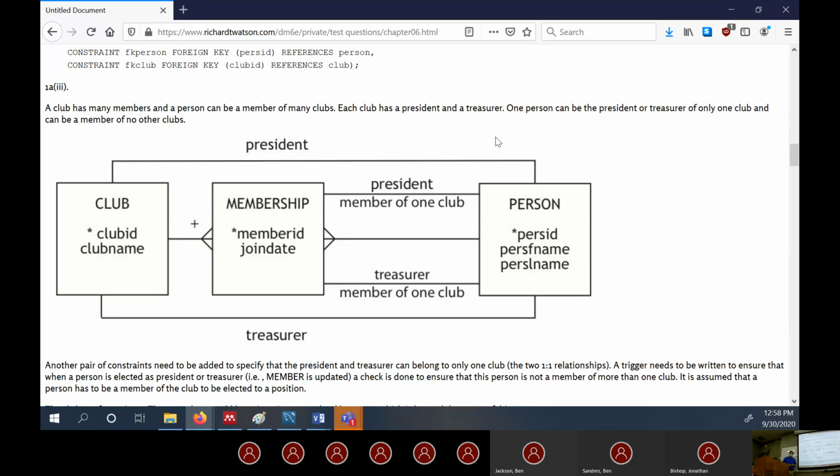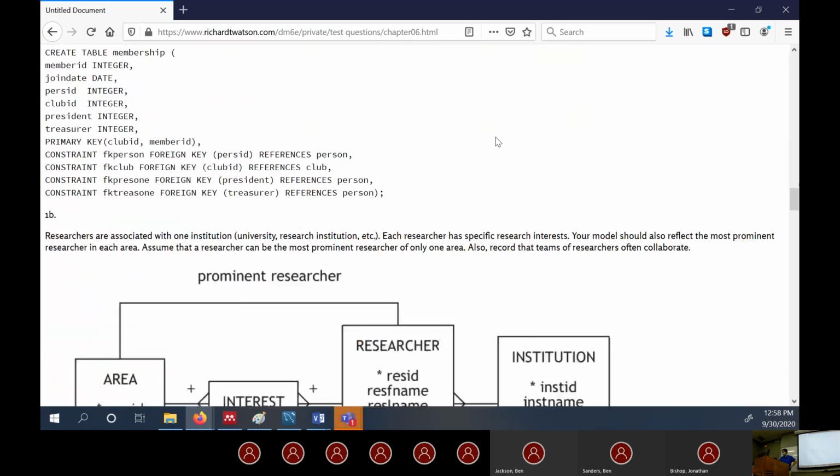So it looks like we actually have some redundant information on here. You see we have treasurer represented not just once, but twice. We have president represented not just once, but twice. Do we need that? We hardly ever need redundancy. Certainly, in this case, this is not a logical data model.